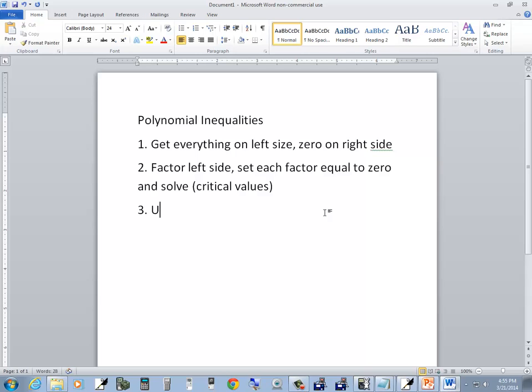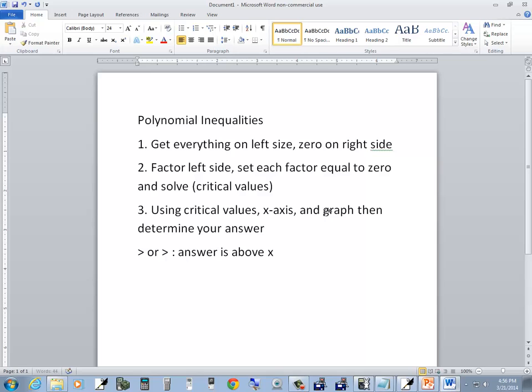Step 3, using the critical values, the x-axis, and the graph, then determine your answer. That's pretty vague, but if you have a greater than or greater than or equal to, then your answer is above the x-axis. We'll see what I mean by that here in a minute. If you have a less than or less than or equal to, your answer is below the x-axis.